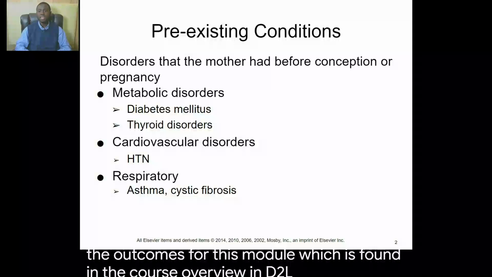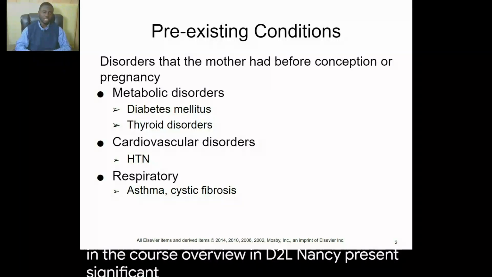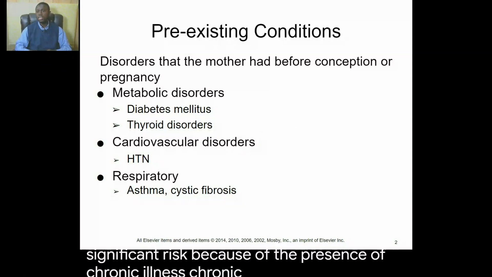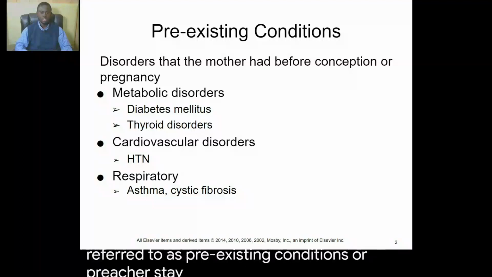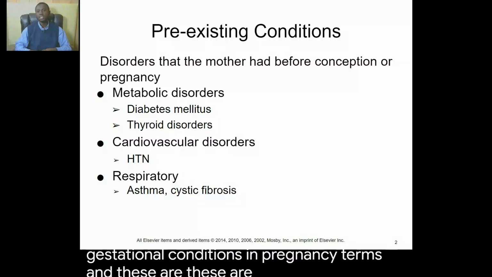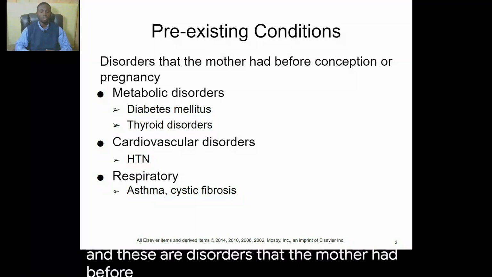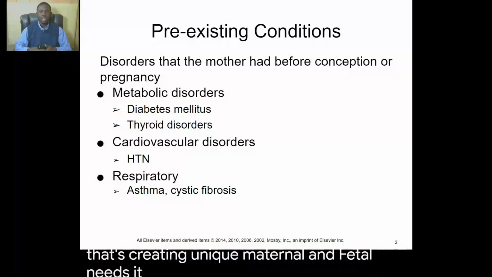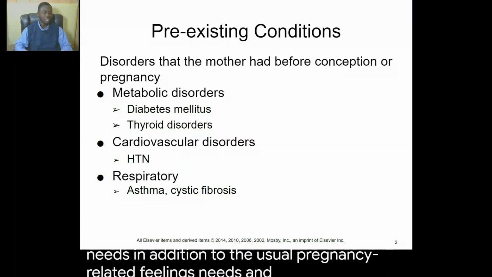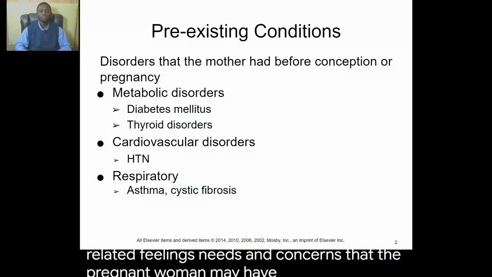For some women, pregnancy presents significant risk because of the presence of chronic illness. Chronic illnesses are usually referred to as pre-existing conditions or pre-gestational conditions in pregnancy terms. These are disorders that the mother had before conception or before the pregnancy, thus creating unique maternal and fetal needs in addition to the usual pregnancy-related feelings, needs, and concerns that the pregnant woman may have.